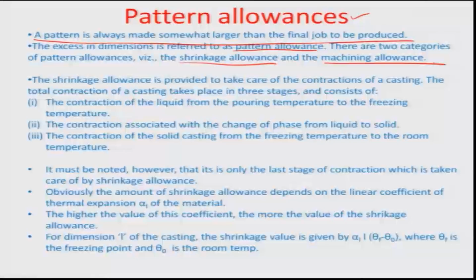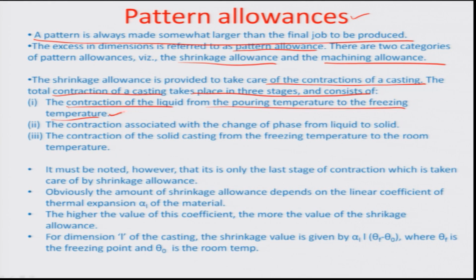So, the shrinkage allowance is provided to take care of contraction of a casting. As I told you, the total contraction of a casting takes place in 3 stages. One is the contraction of the liquid from the pouring temperature to the freezing temperature. You have to understand the pouring temperature is way above the freezing temperature, and so therefore, there is going to be some kind of contraction of this liquid. There is going to be a contraction associated with the change of phase from liquid to solid. So, obviously, the solid would occupy lesser volume than the liquid, because you have more intermolecular forces binding the atomic system together.